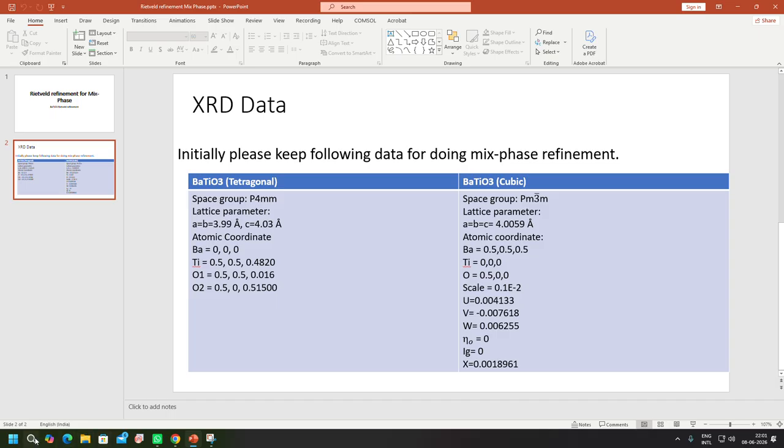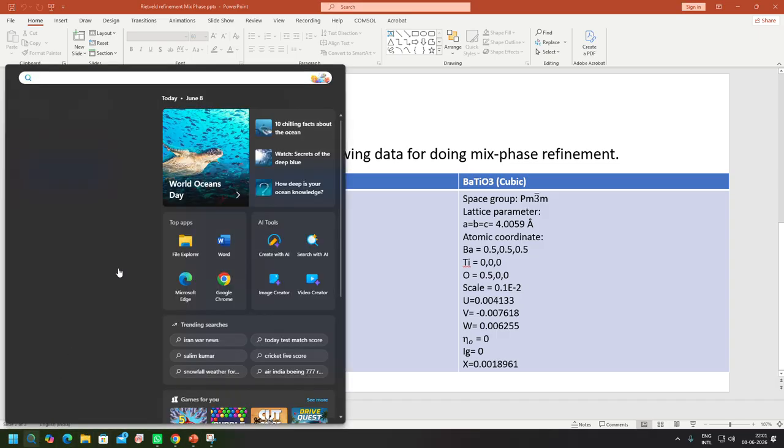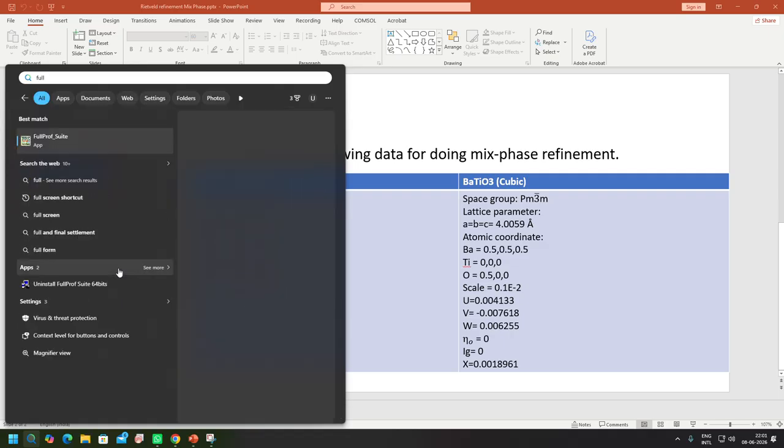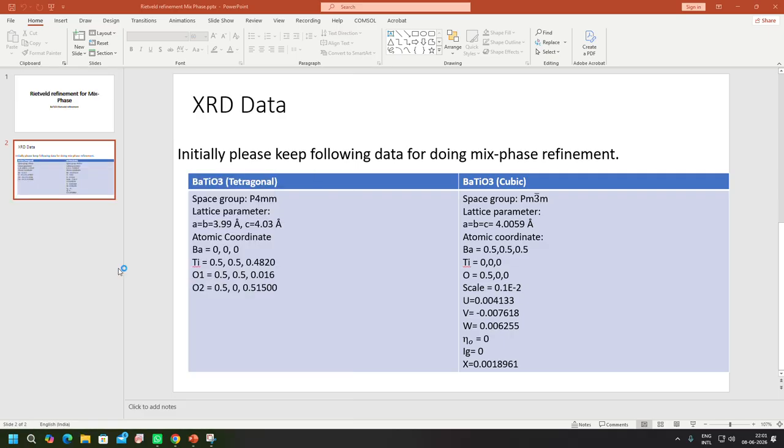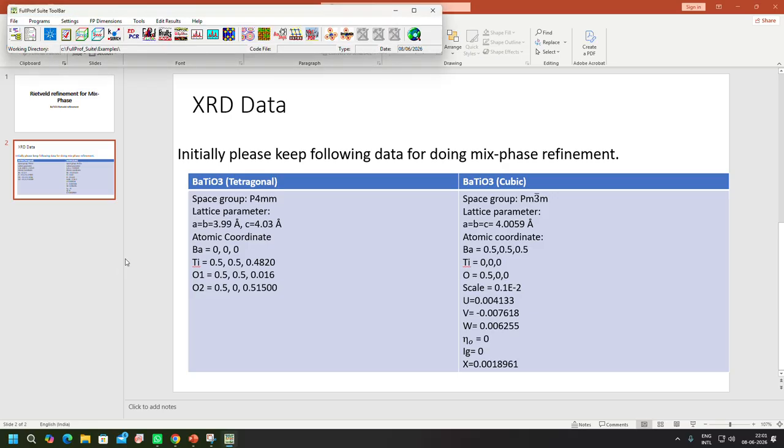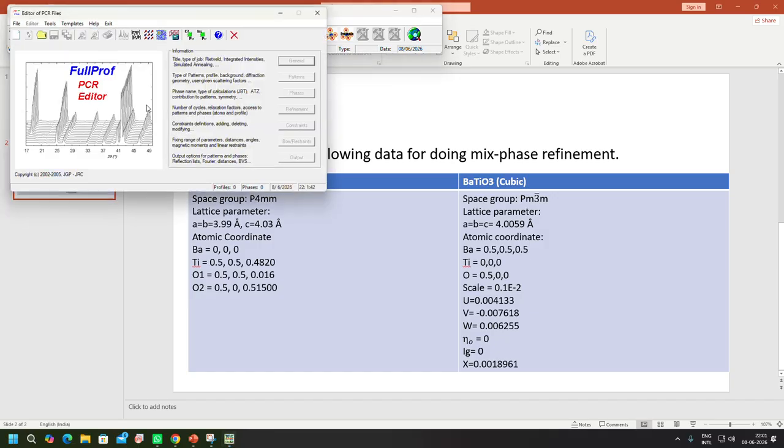So first you open your software, FullProf, and then you go to EDPCR. Here I am not showing you how to make the input file. The input file is just the same. You just take your XRD data in DAT format, meaning one column contains the 2 theta, another column contains the intensity, and nothing else. I am just showing you the first general.